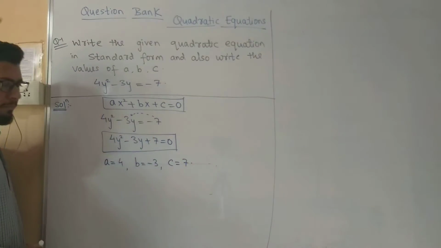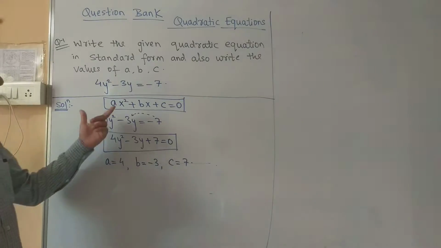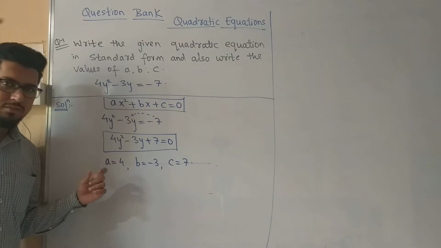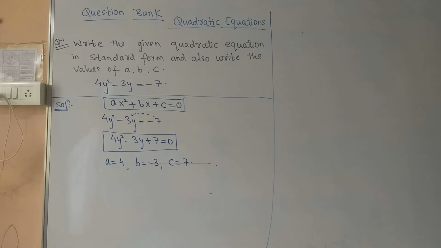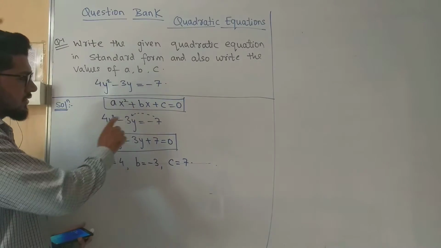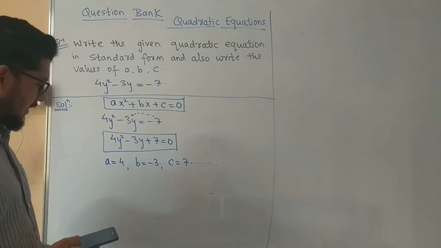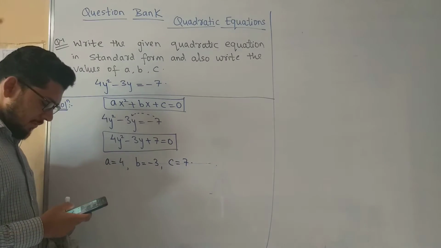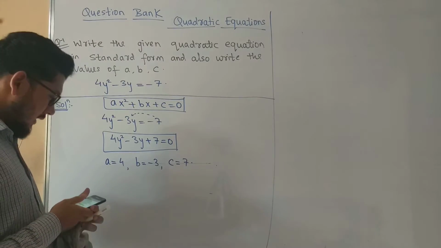So we have completed this example of a 1 mark question. I hope you understood. Please copy down fast. This question was very simple. We converted the equation into standard form, and after that we got the values of a, b and c. Now we'll come to another example.